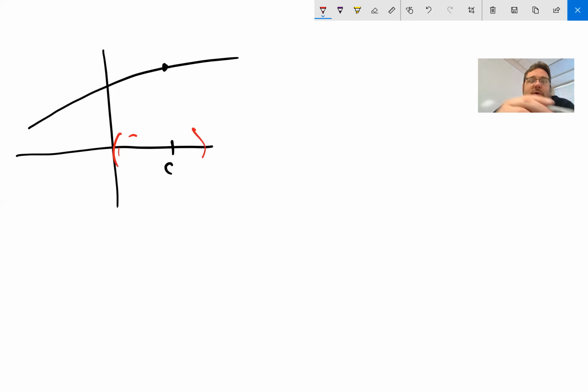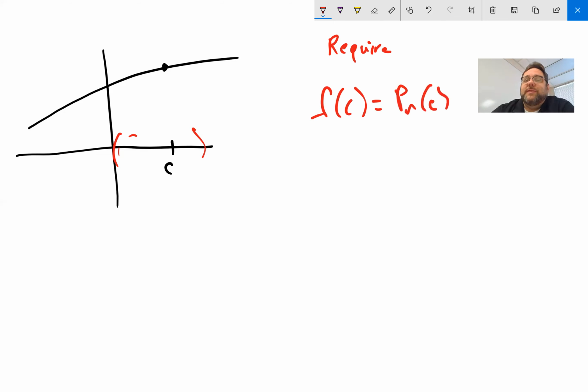So what we're going to do is first require that f of c is the exact same as our polynomial at c. All right, so those values are the same. That's cool. That's a good place to start. The only problem with that is there are just a ton of ways we can do this.